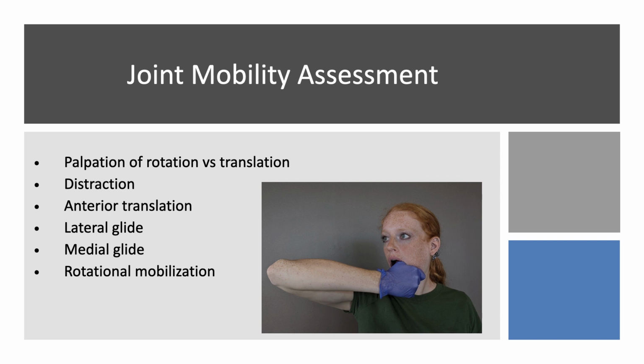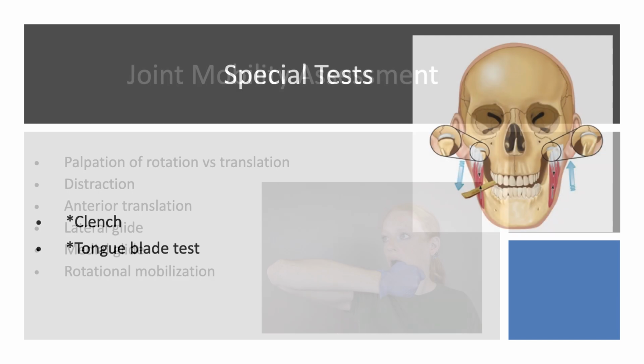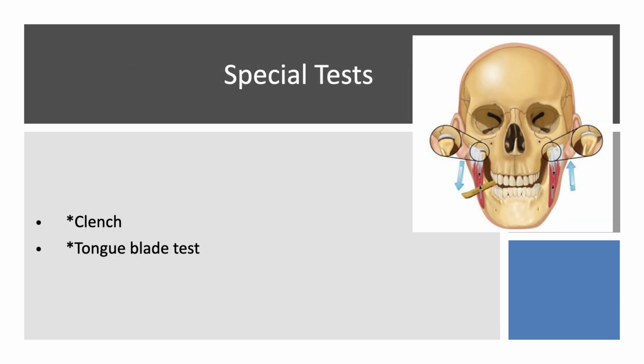Okay, and then there's two special tests I want you guys to know how to do. One is the clench test, and the other one's the tongue blade test. So special tests in the medical orthopedics world are tests that help rule in or out a disorder. It helps you make a decision for your diagnosis and then your treatment plan. So the clench test is over here.